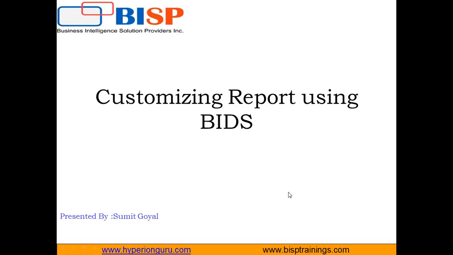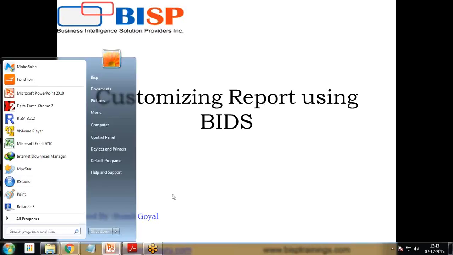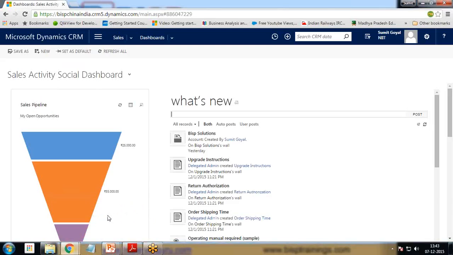So let's see how we can do that. First of all, we need to design a report in Dynamics CRM, and then we'll export that report onto our local system, and then we'll customize it by using the development studio. So let's move on to CRM. That's the CRM interface, and here I'm going to create a new report first of all.